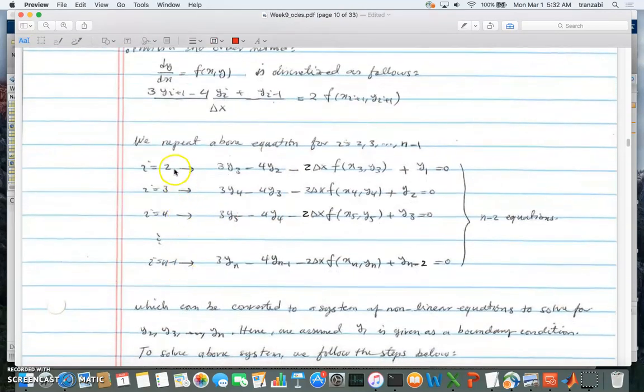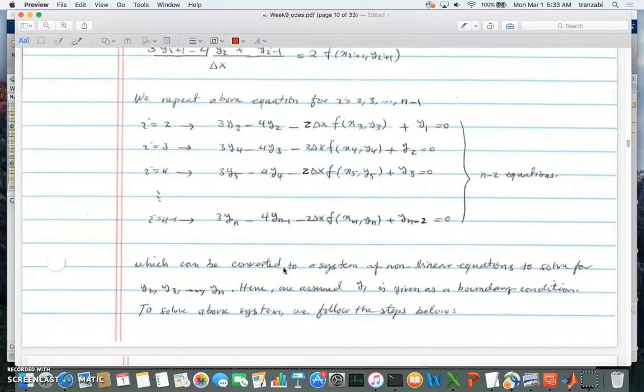So at the end of the day, we get n minus 2 equations, right? N minus 2 equations. How many unknowns? Well, we have y2 to y n minus 1. Well, but the unknowns actually were y2 to y n. So we have n minus 1 unknowns here, but n minus 2 equations. There is one equation less than unknowns, so what should we do next? That means we're missing one extra equation.